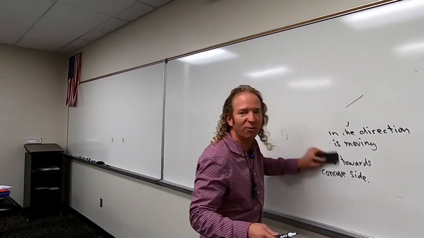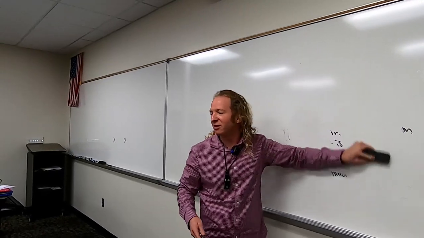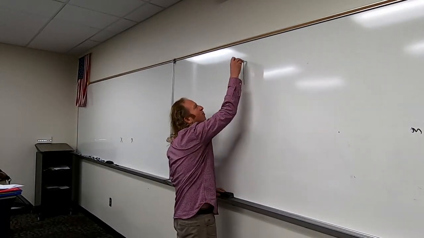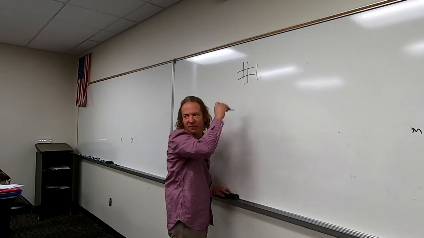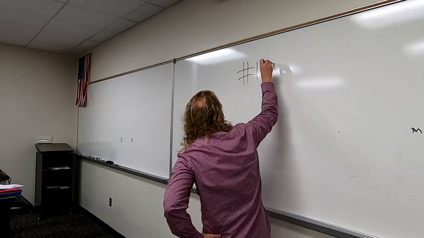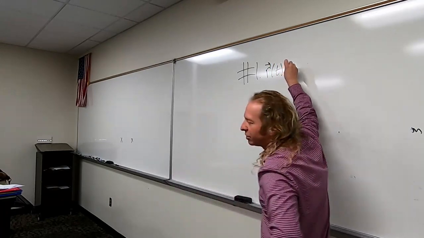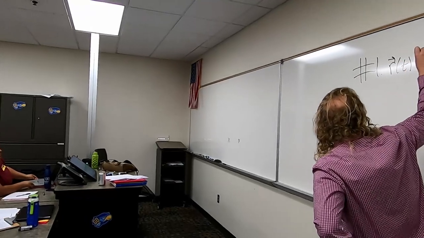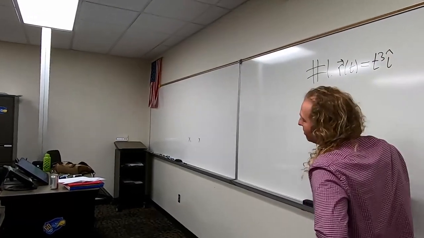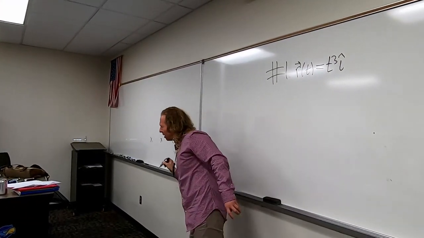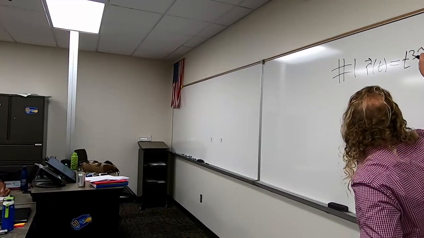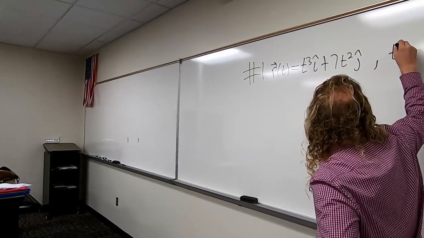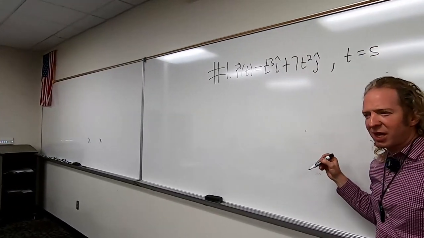All right, number 1. Anyone have the homework up? Do you have it up, Rafael? Yes. Good. So number 1. I know it's r of t equals t cubed i hat plus 7 t squared j hat, at t equals 5. And they want the tangent vector?